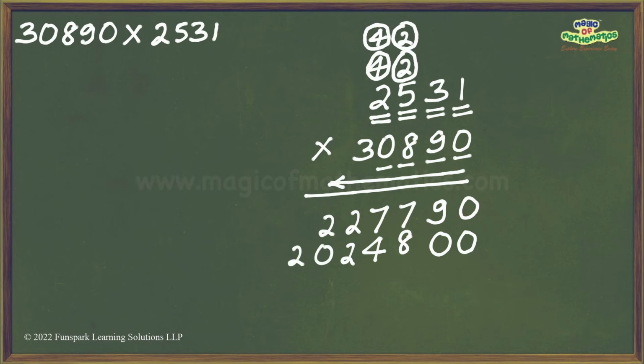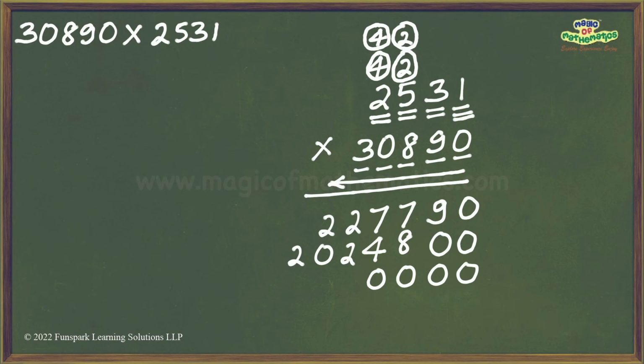Next, I have 0 again. Again, 0 times any number is 0, so I can ignore this and move on. Now it is time to multiply by 3. But I have moved 2 places compared to the last multiplication that I performed, so I put 2 extra zeros for a total of 4 zeros.